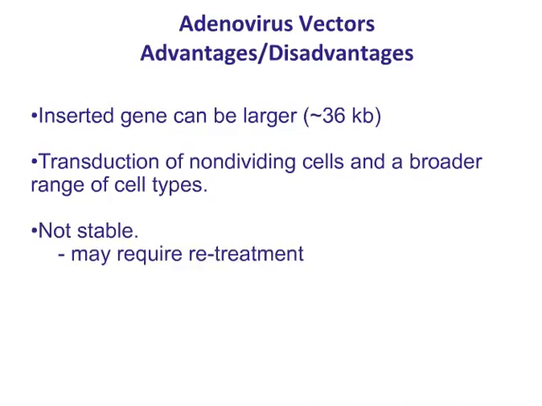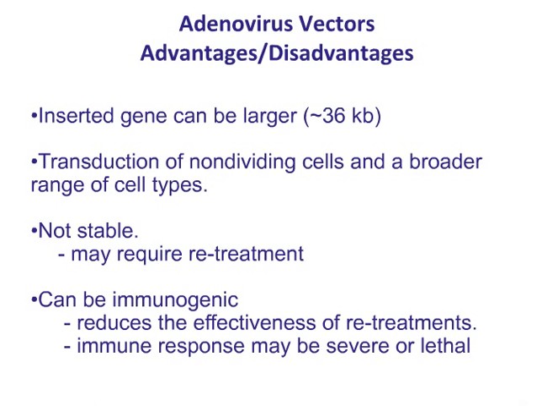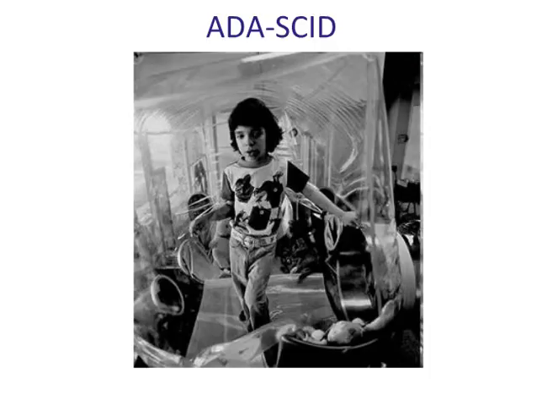However, the infection is not stable. Therefore, after a period of time, the protein production drops off, so it may require subsequent reinfections with the adenoviral vector. A major limitation in retreatment is that these vectors tend to be immunogenic, which can reduce the effectiveness of retreatments, or worse, cause a hypersensitive reaction and death.